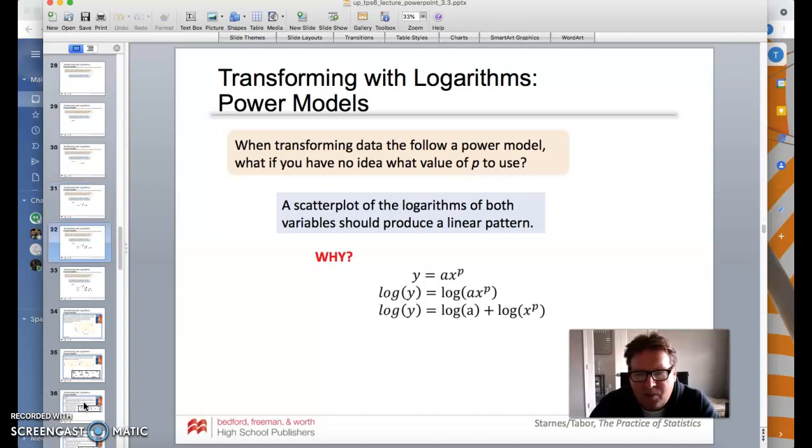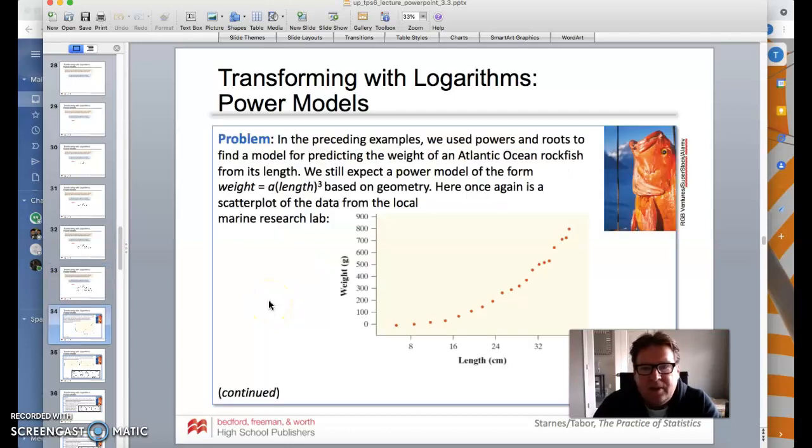So if I do that, we can separate those out using our log properties. Remember, if it's to the exponent here, remember that sneaky one, we can pull out in front. And so we have this. So it should produce a linear model, a linear pattern when we do this. So let's say that we're doing this.